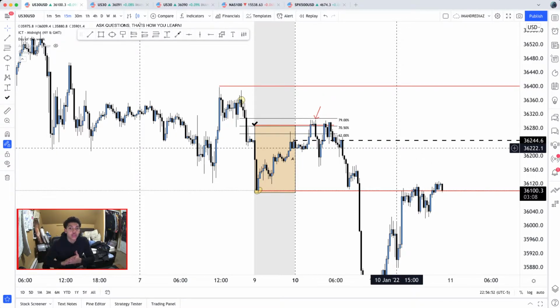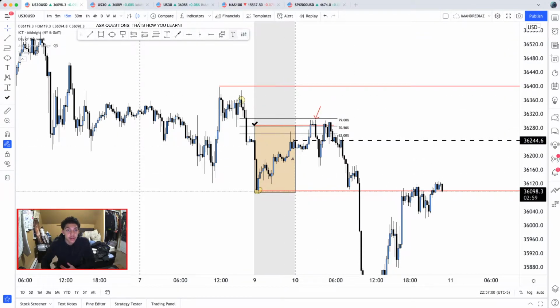And when you're looking to buy, you would be wanting to buy below. And what that is doing is giving you the best opportunity to catch the expansion of the day. So as you can see right here, that's what happened.